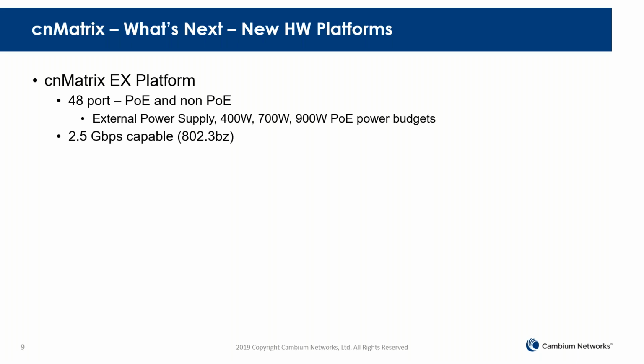Next, we are going to come out with another switch that supports 2.5 gig per port. This is the new 802.3bz standard, which accounts for 2.5 gig or 5 gig over the same cabling, so over the same Cat5 infrastructure cabling that a building might have. So cnMatrix, here's the TX platform or the WISP platform. I mentioned this on the first slide, and this is coming soon, and then of course our video surveillance platform as well.